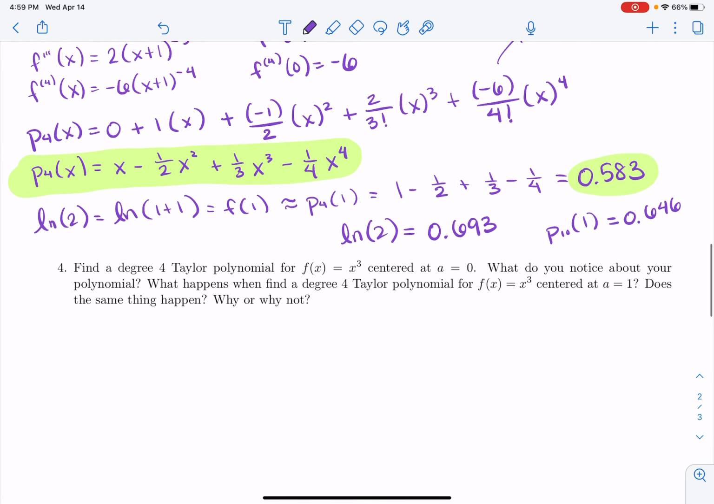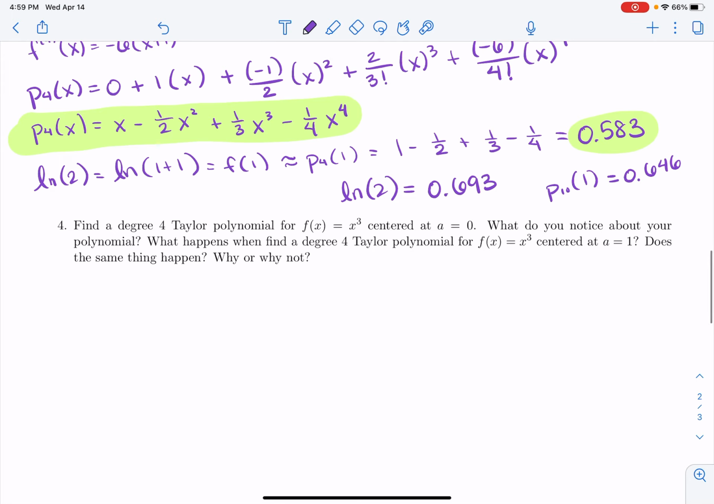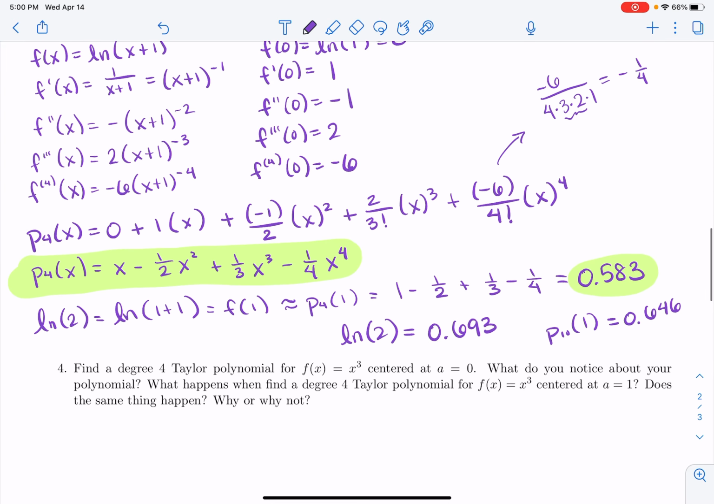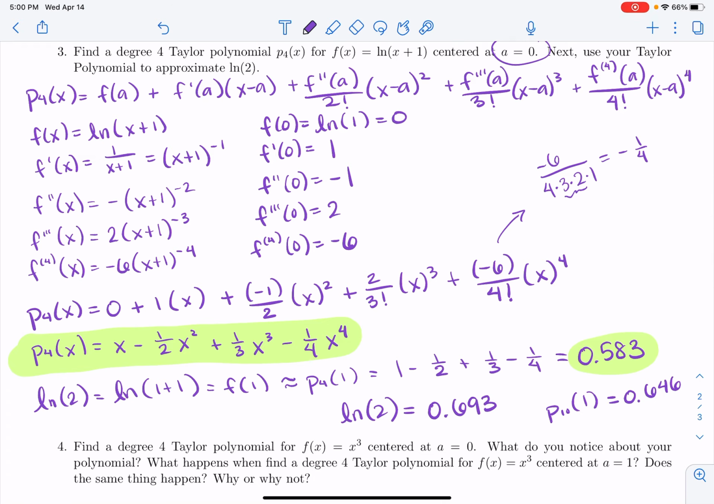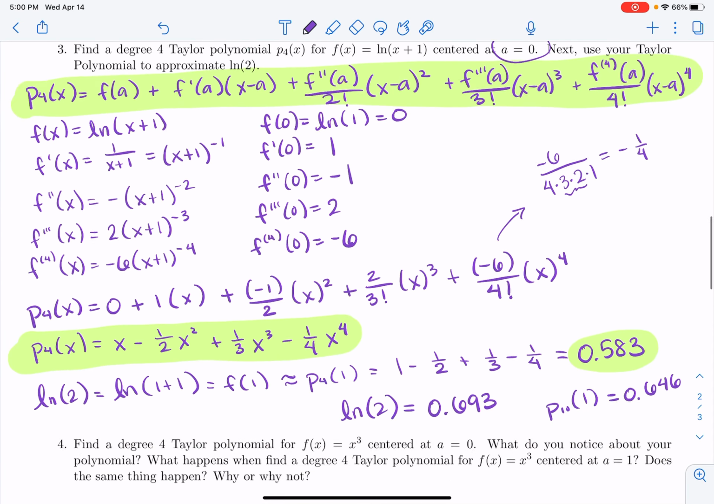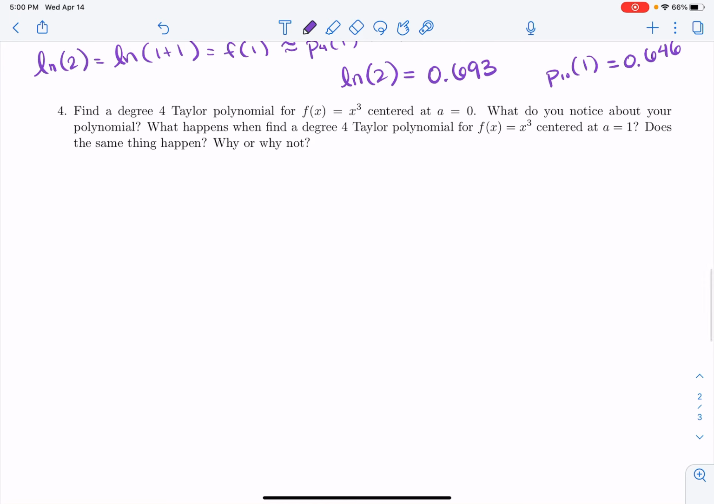Okay, and last, let's find a degree 4 Taylor polynomial for f of x equals x cubed, centered at a equals 0. Okay, so let's do that first. I see there's other questions, but we have the Taylor polynomial written up here in general. So I'm not going to write that again, but I'll just draw your attention back to that. So we clearly need to find 4 derivatives. Okay.